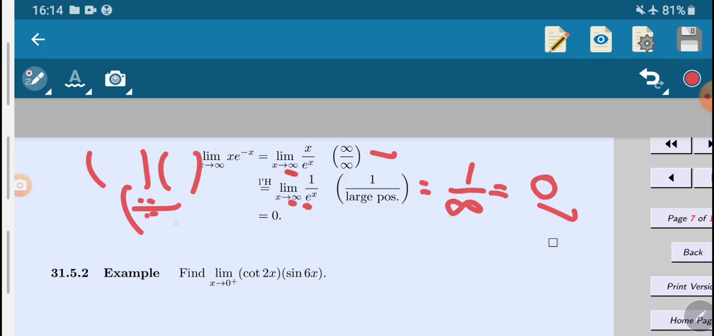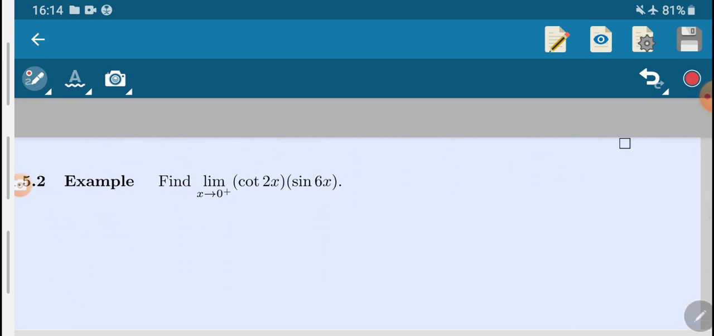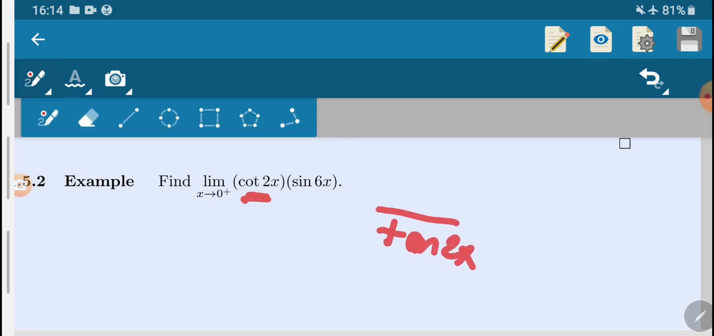So we learned to use the L'Hopital theorem or the L'Hopital rule in an easy way. Here we have another product, but you know this product is not really a product. We can rewrite it as a quotient. Cotangent 2x, we can rewrite as 1 over tangent 2x.